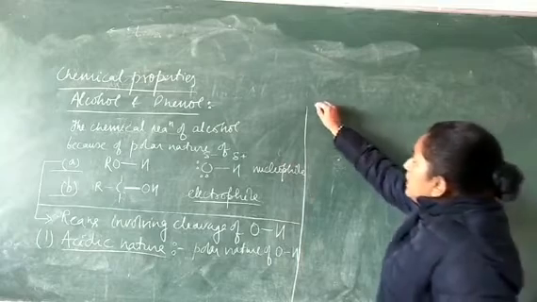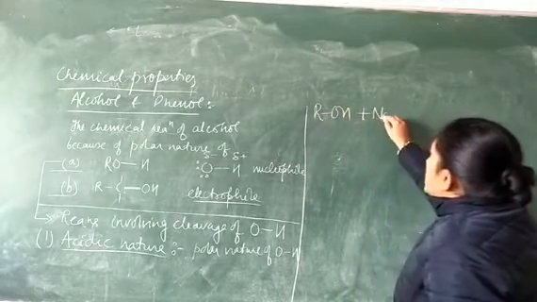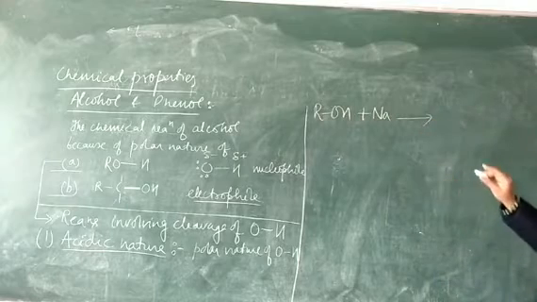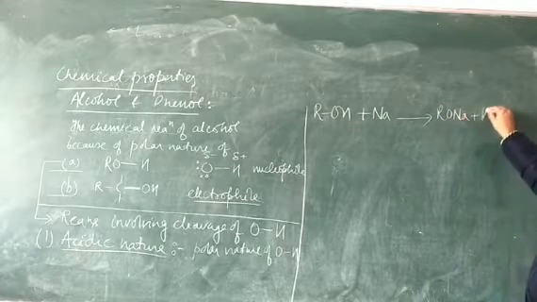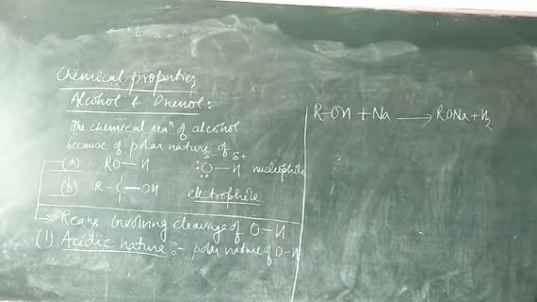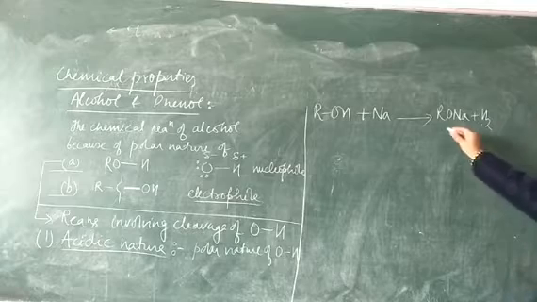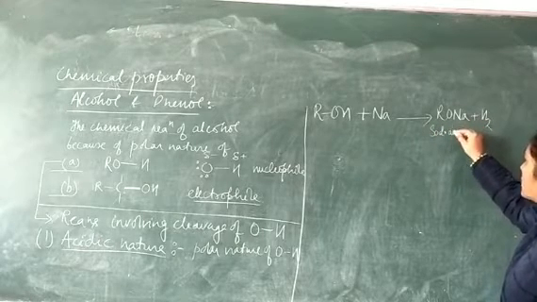Right. Now let's take an example first, in which it will react with active metal sodium and it will liberate hydrogen gas. This is a reaction which will show that the alcohol shows the acidic nature. It reacts with active metal sodium and sodium alkoxide is formed.